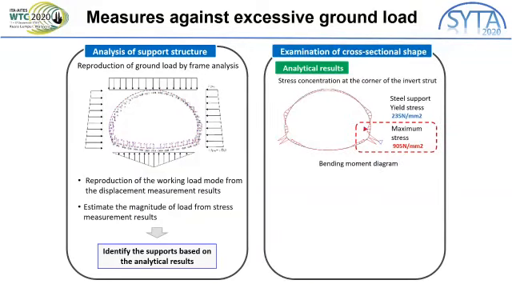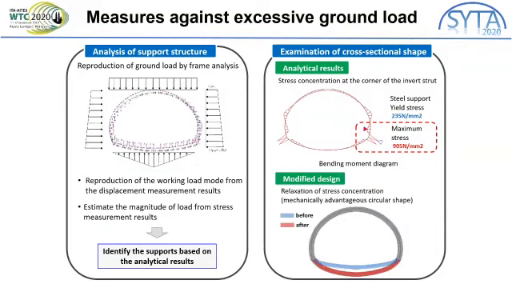As a result of analysis, it was confirmed that the stress was locally concentrated at the corner of the steel support and greatly exceeded the yield stress of the steel support. Therefore, the cross-sectional shape was changed to a shape close to a circle, which has mechanical advantages, and the stress concentration was relaxed.